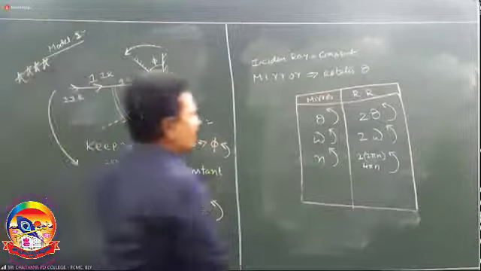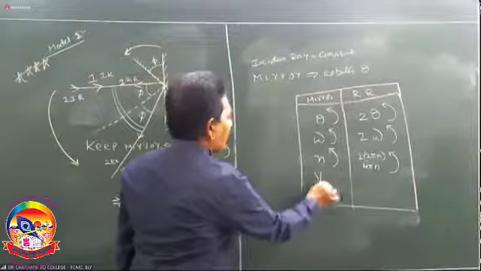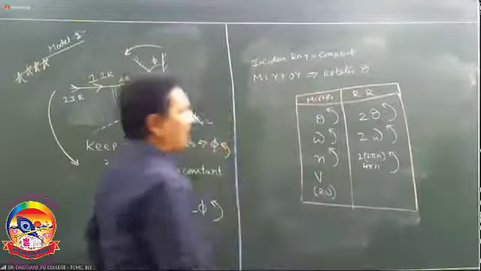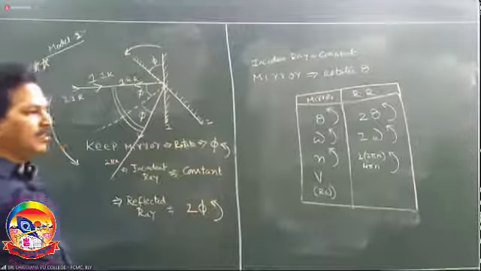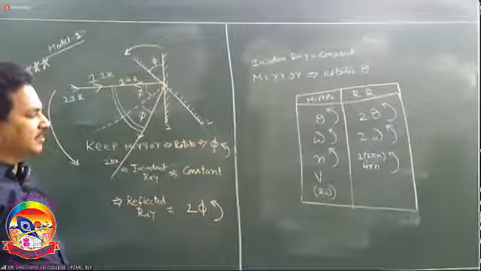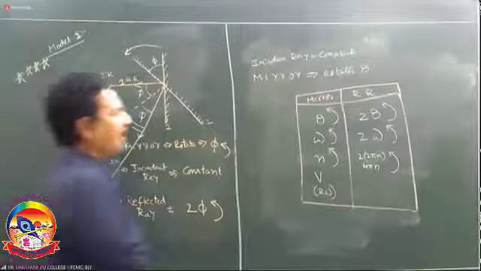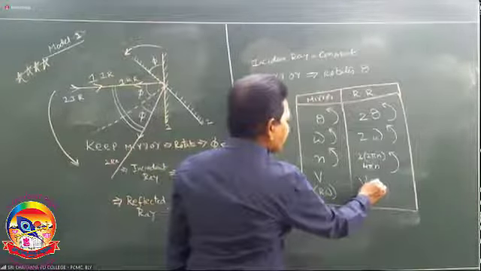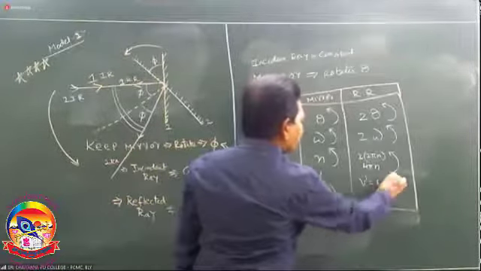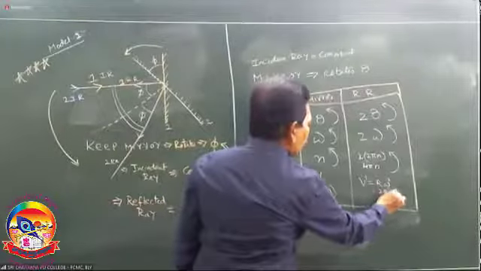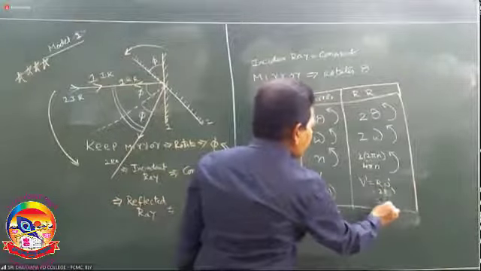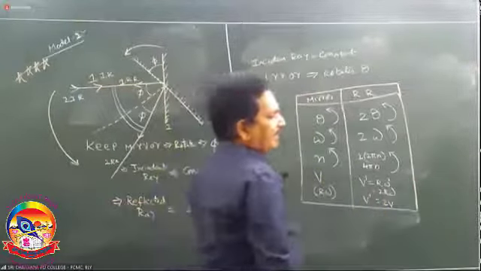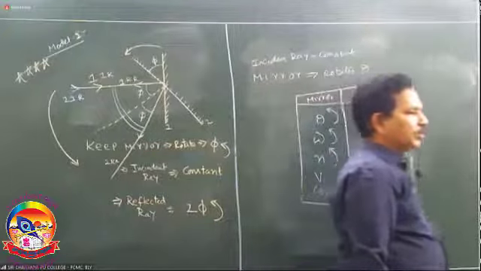If the mirror moves with velocity v, I know v is equal to, what is the formula? R omega. R will not change. Omega will change. Omega becomes how many times? 2 times. Then automatically v dash is R into omega dash, that is equal to 2R omega, which is equal to 2v. So the velocity of the reflected ray is 2v.